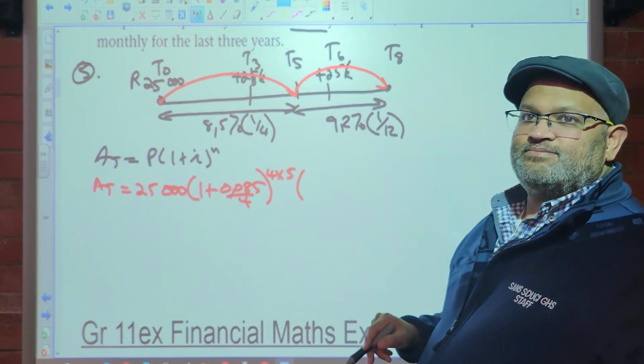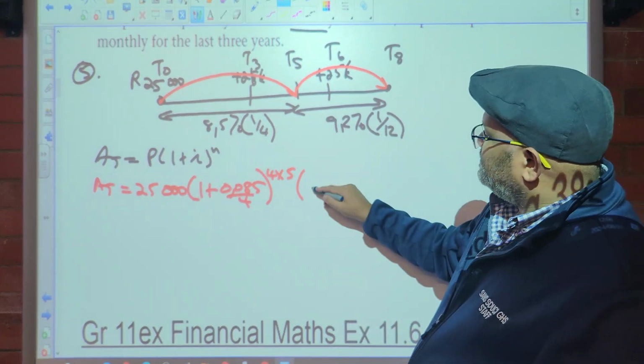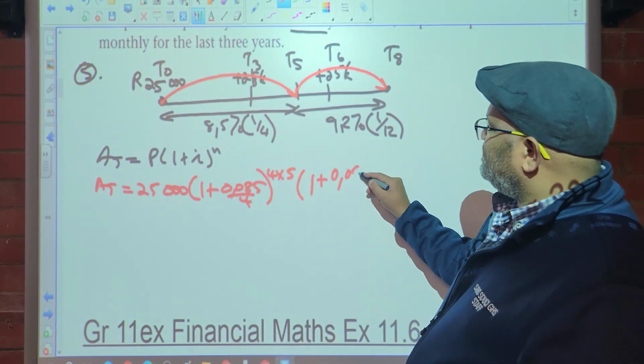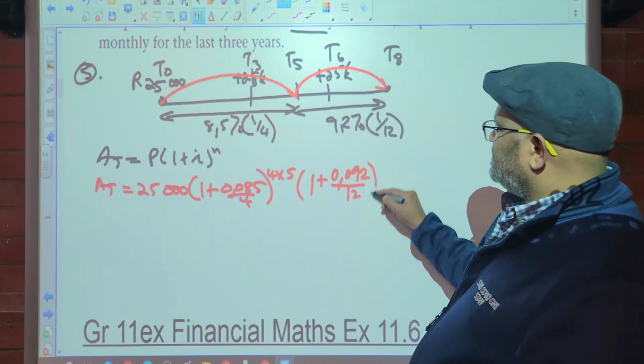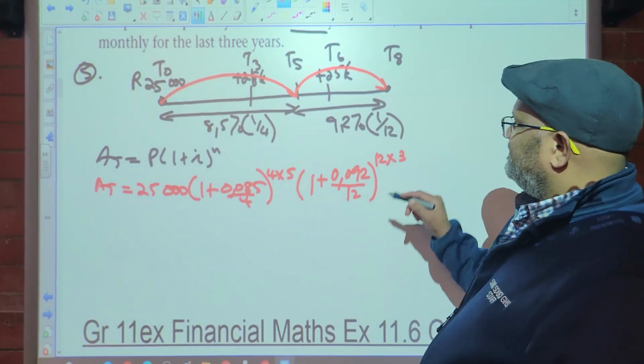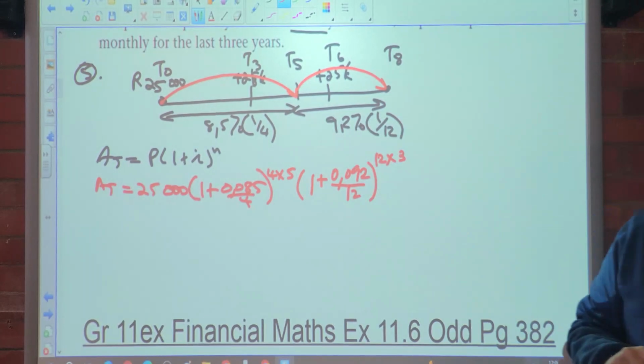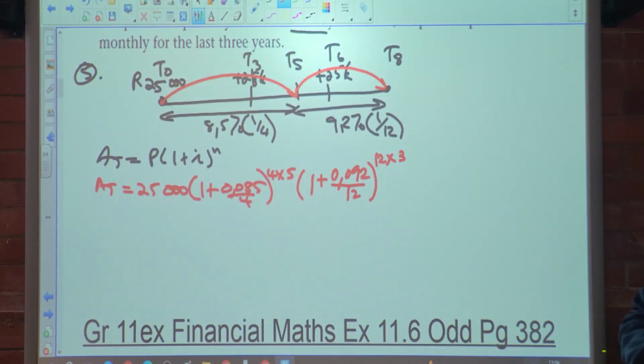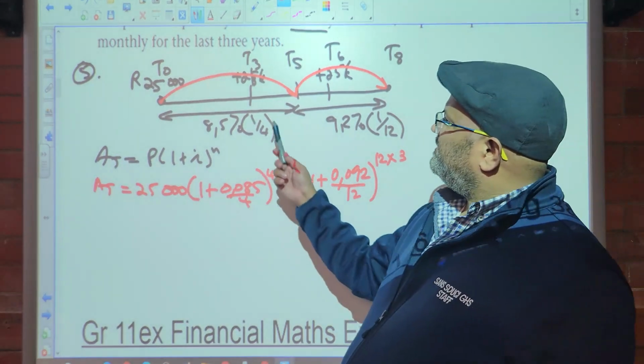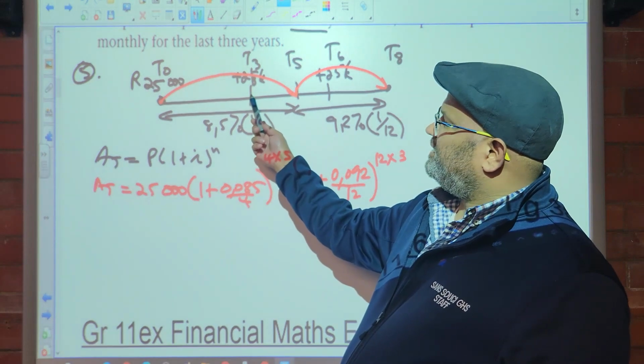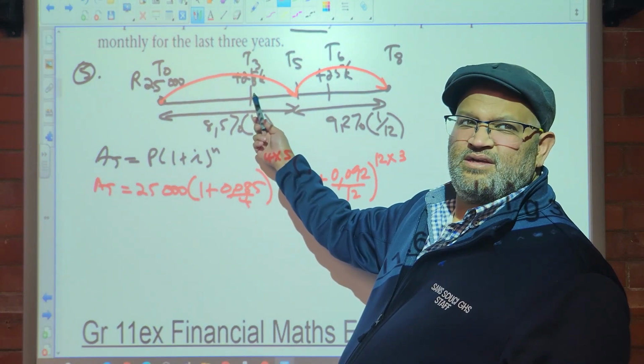Takes it to the end. So it's 1 plus 0,092 over 12 to the exponent 12 times 3. Alright? Yes? How come you don't take 25 to T5? T3 to T5. Sorry? But T3, sure. Yeah. How come you don't take that to T5?